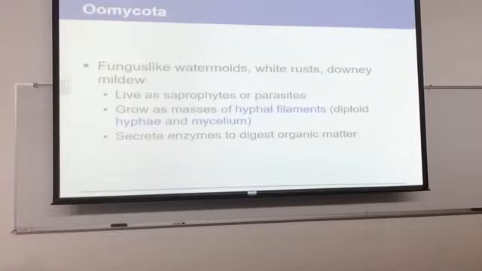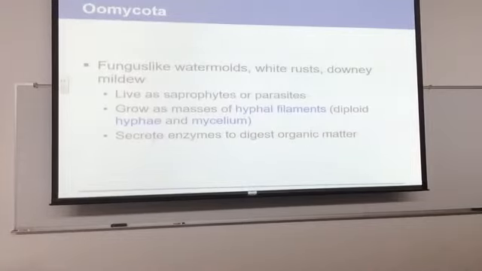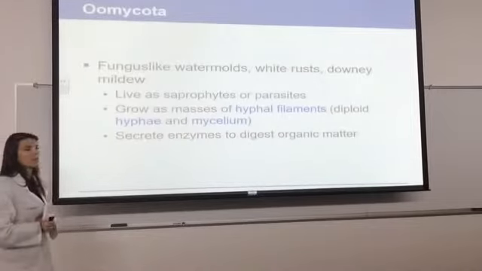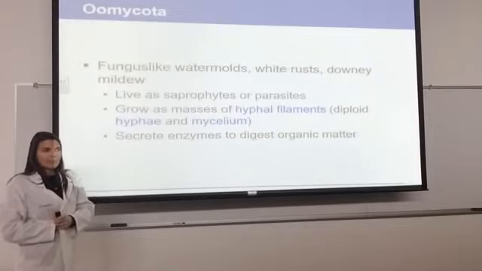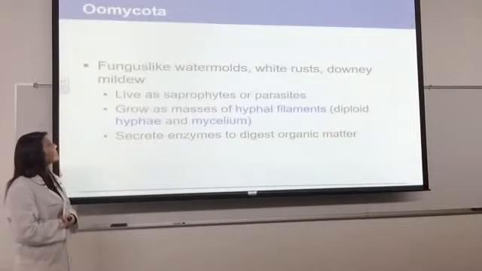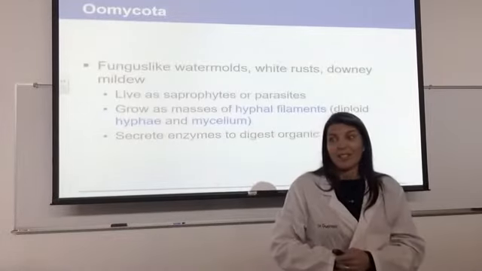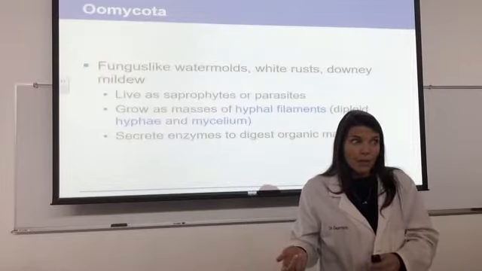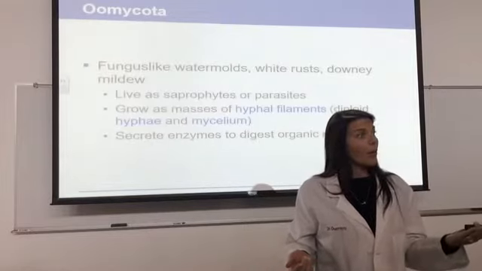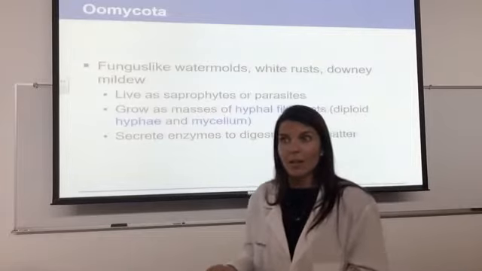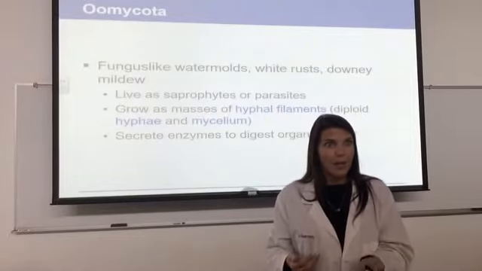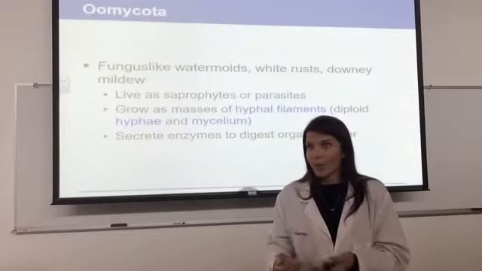Look what other characteristic Oomycota have. They secrete enzymes to digest organic material. Any idea what type of organism also secretes enzymes to digest organic matter? Just a shot in the dark? A fungus. Does anybody know how a fungus eats? So they're heterotrophs. A lot of people mistake fungi as being autotrophs because a lot of them come from the ground or are found on plants. So they think that they're photosynthetic.